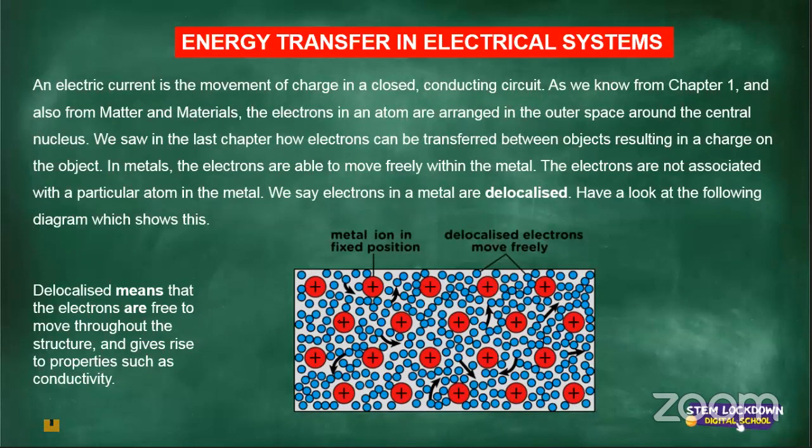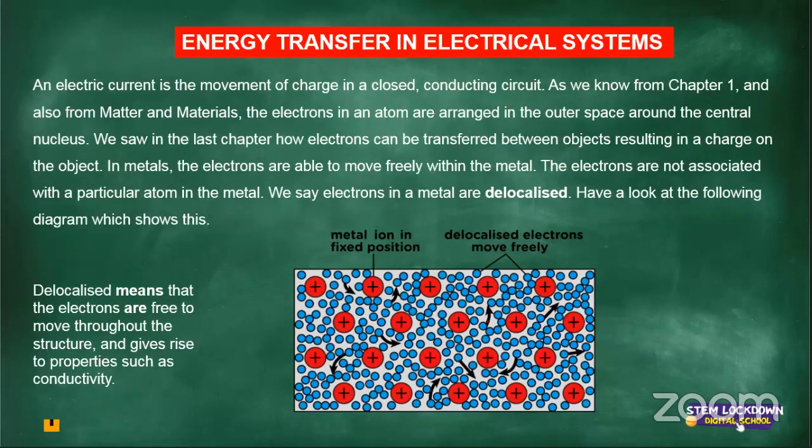If you look at the diagram here at the bottom, you see the electrons here are the blue ones. They are arranged on the outside of the nucleus, and the nucleus is all the atoms that are red. So these electrons are arranged on the outside. And then you saw that the electrons were transferred between objects, resulting in a charge on the object.